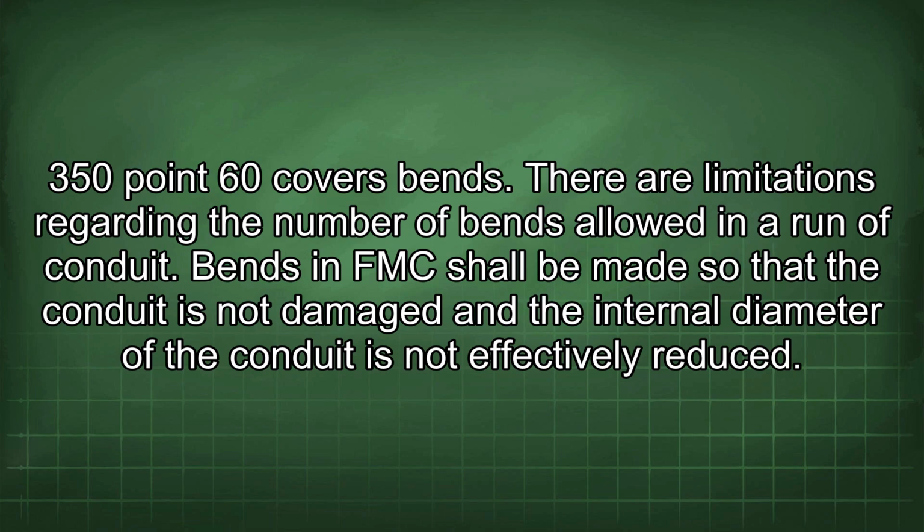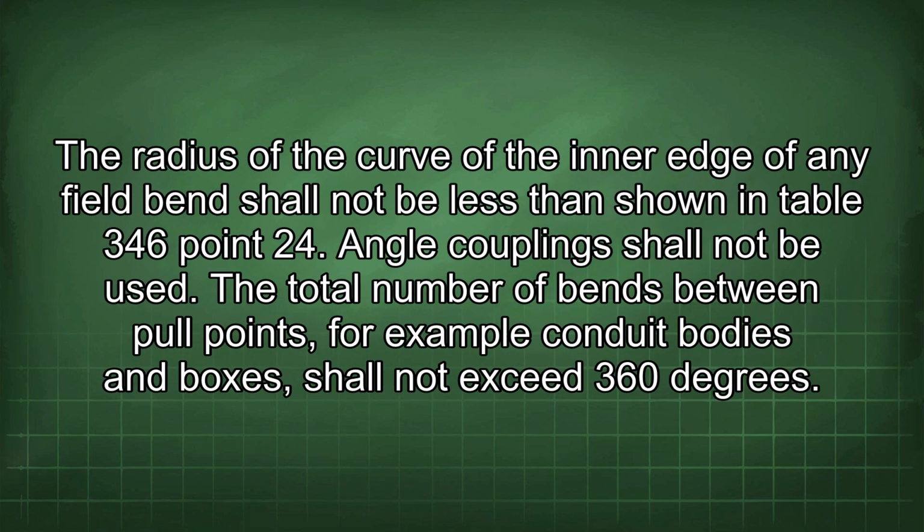350.60 covers bends. There are limitations regarding the number of bends allowed in a run of conduit. Bends in FMC shall be made so that the conduit is not damaged and the internal diameter of the conduit is not effectively reduced. The radius of the curve of the inner edge of any field bend shall not be less than shown in Table 346.24. Angle coupling shall not be used. The total number of bends between pull points, for example conduit bodies and boxes, shall not exceed 360 degrees.